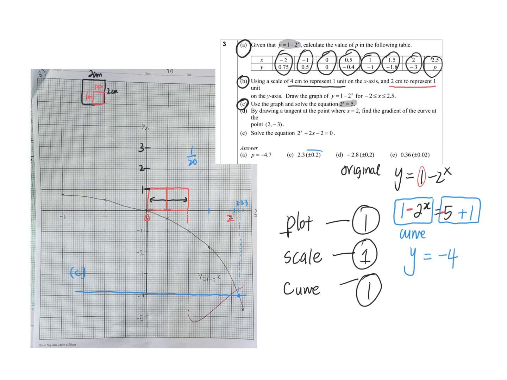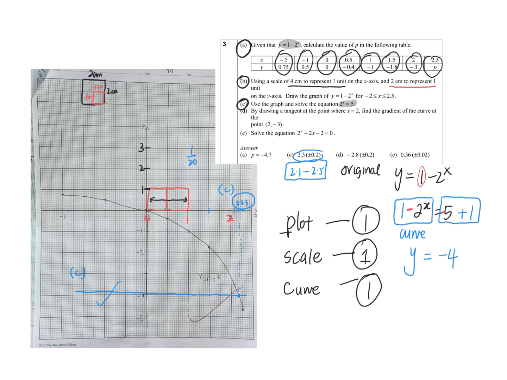They accept answers from 2.1 to 2.5, so any answer in this range we will accept. You just have to be able to reproduce this line and give me this point. You get your 2 marks there. So this is part C's answer.